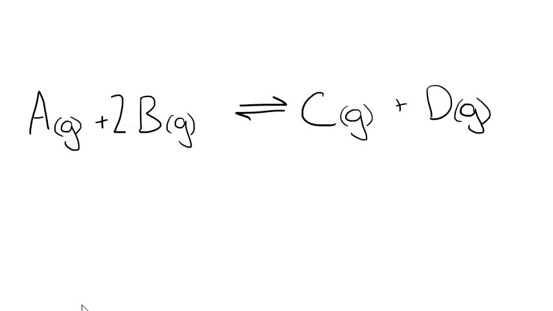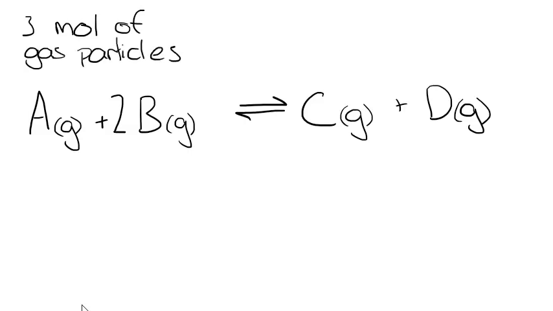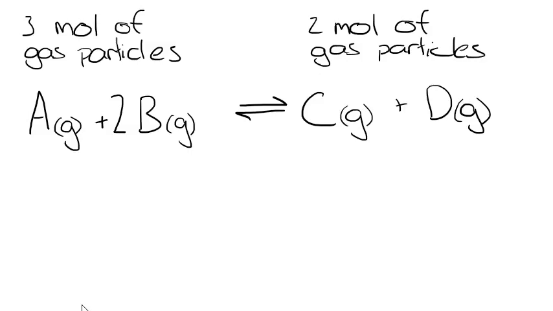into 1 and 1, then that means on the reactant side, we've got 3 mole of gaseous particles, because we've got 1 of A and 2 of B, and on the right hand side we've got 2 mole of gaseous particles. So what that means is that if this reaction produces more products, it's going to reduce the number of particles.